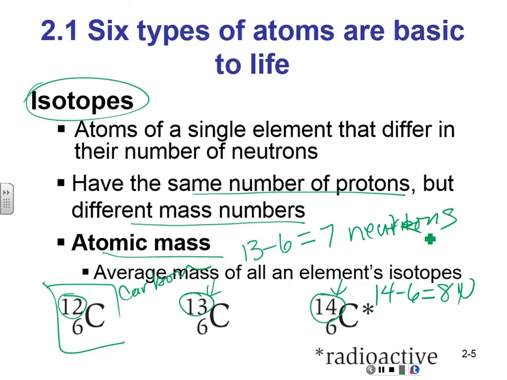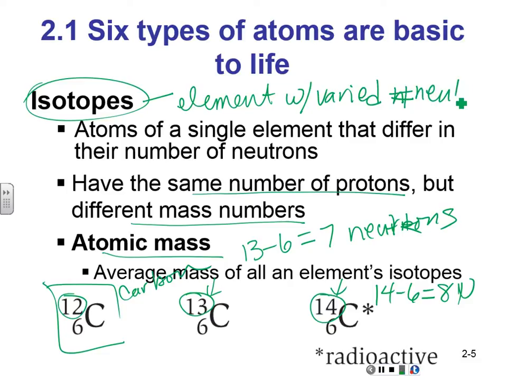That's funny. Okay. So what's an isotope? It's an element with a varied number of neutrons. One of the things I want to point out is that the proton number has to always stay the same. So 6 is carbon, 6 is carbon, 6 is carbon. If the proton number changes, it's no longer carbon.